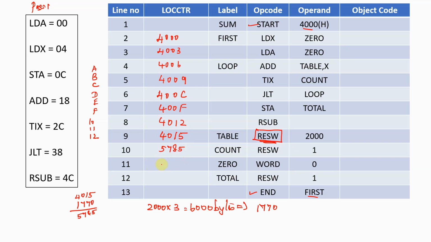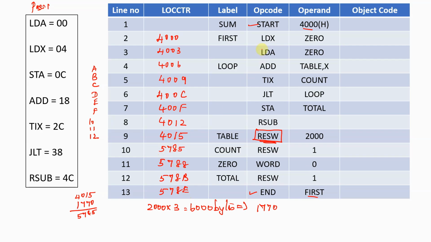5785. And the next instruction is 3 bytes. Here we are reserving only one word, so that is 3 bytes. So 5788. And here we are storing the value of 0. It's not reserving, it's storing the value of 0. So this also takes 3 bytes. So 578B. And reserve word 1 means 1 word, which again is 3 bytes. So this will be 578E. So this is what we get during pass 1.